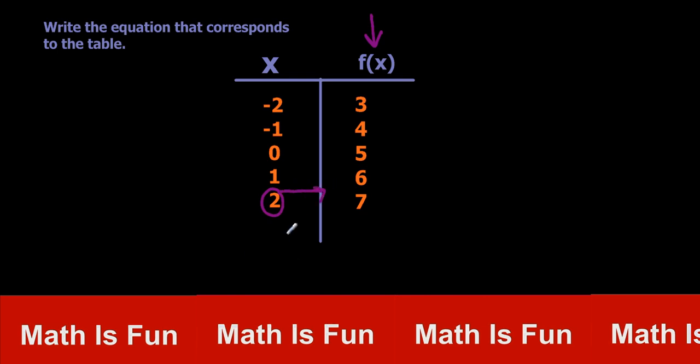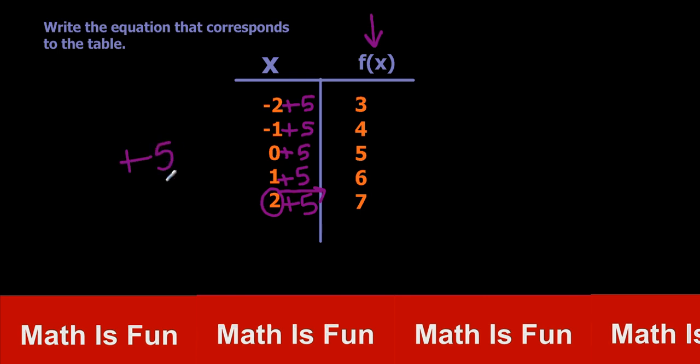Well, let's go back to the same idea. It's increasing. I'm going to try just adding. 2 plus 5 gives me 7. 1 plus 5 gives me 6. Nice. 0 plus 5 gives me 5. This time the addition seems to be working. Negative 1 plus 5 gives me 4. Negative 2 plus 5 gives me 3. I love it.